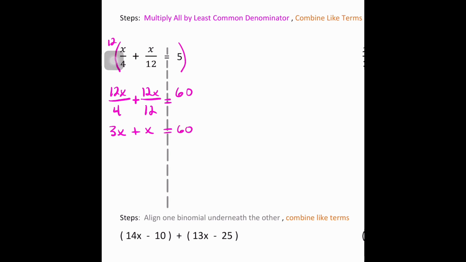Then we need to combine like terms, and yes, great job. 3x plus how many x? 1x gives us 4x. Bring down your equals, bring down your 60, and then we just divide by the coefficient of x.